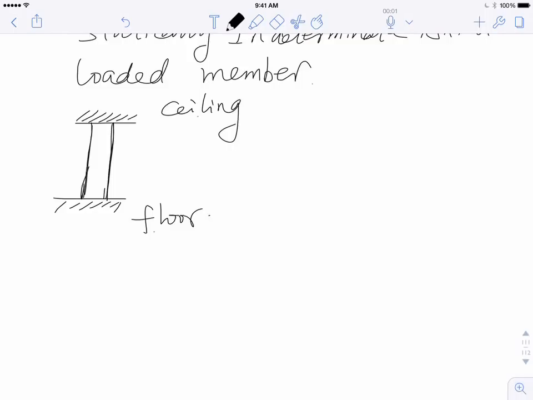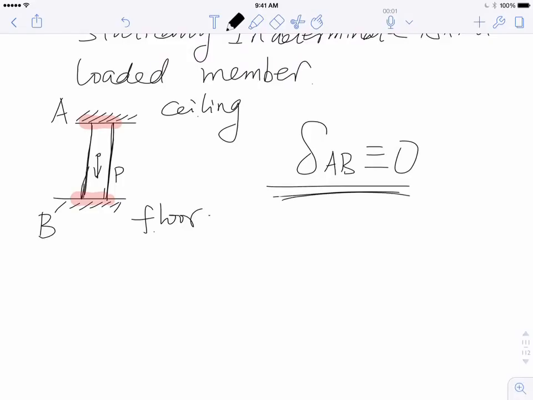So both ends, I'll show you, both ends on top and the bottom, it's fixed. Let's imagine this is our point A on the top ceiling. This is point B in the floor. Now, if I have a force right in the middle applied with a magnitude of P, then chances are the displacement of AB is 0, right? Because it's fixed. It's attached to the ceiling and attached to the floor. So no matter how much force you apply along the AB, you are not going to see displacement. So in other words, AB is always equal to 0, right?